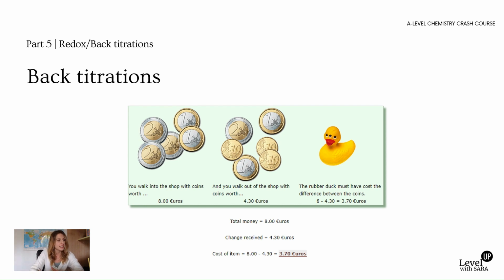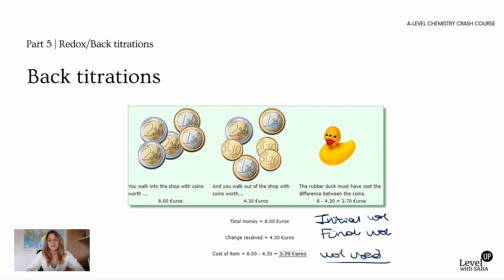Let me make some notes that we will carry along in the next slide. We have an initial amount. Let's call it moles and not money, because we do calculations with moles. Change received: you have the final moles. Cost of the item: moles used. And you guess how you find the moles used? You have your initial minus the final.